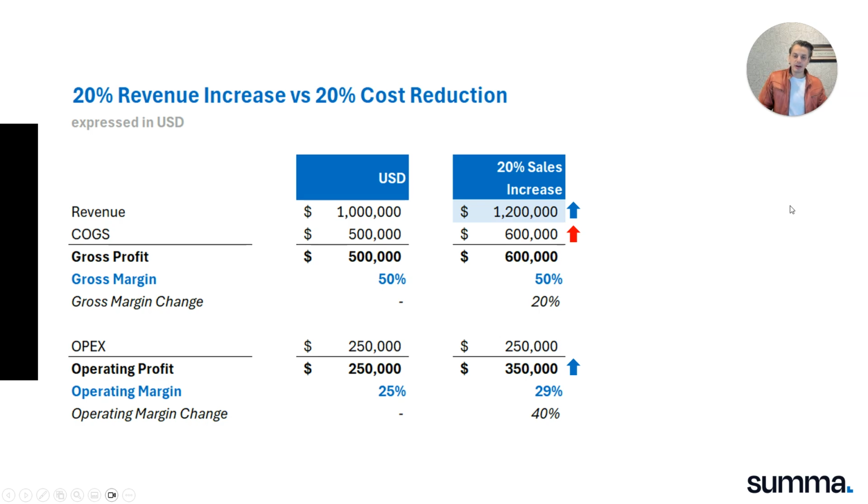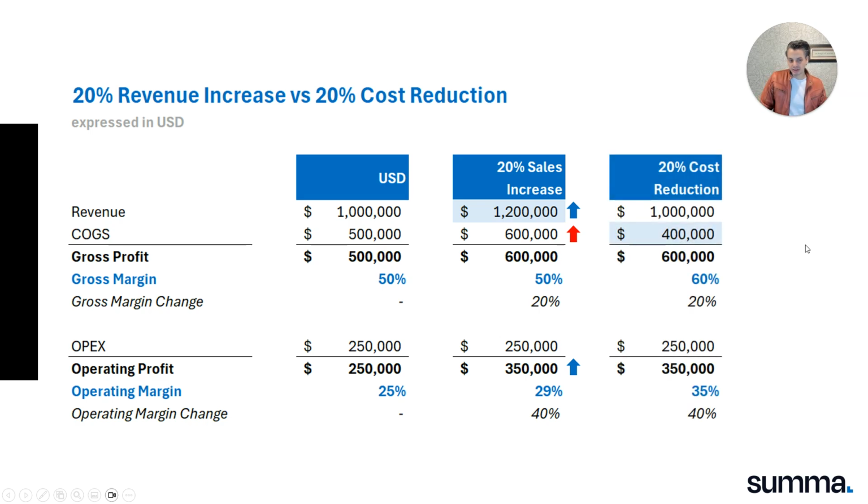Now, let's look at what would happen if we do a 20% cost reduction. As we mentioned, revenue will remain the same. The only thing that we're changing is the cost of goods sold, so it goes down by $100,000. Leaving a healthier profit of $600,000.